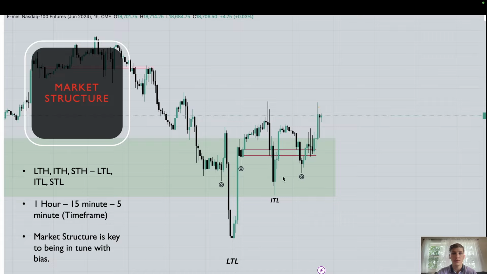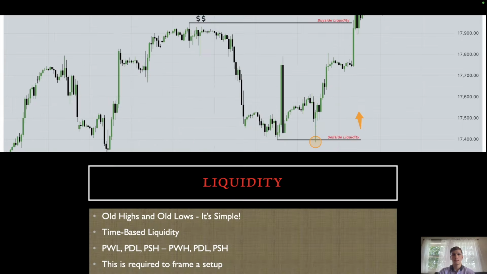So this makes the probabilities even higher for bullishness, because we already derived our daily bias, but now we also have lower time frame market structure supporting that idea in this direction, and we have the relative equal highs resting above. Market structure is key to being in tune with daily bias. You combine daily and weekly key levels with market structure, it's going to take you a long way.